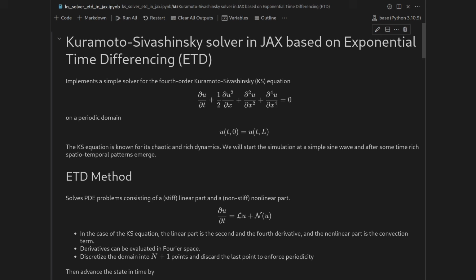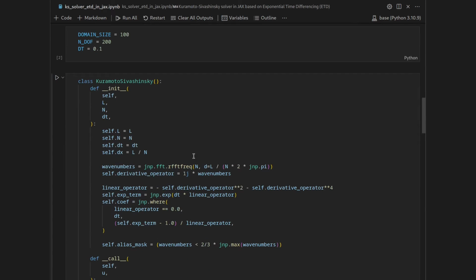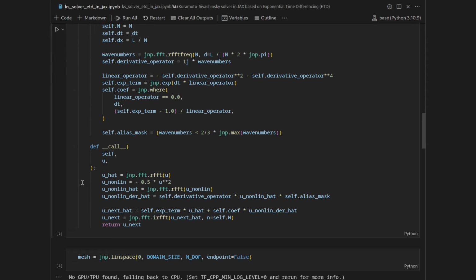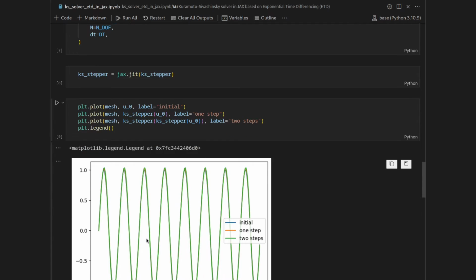In this video, we're going to implement a simple solver for the fourth order Kuramoto-Sivashinsky equation in JAX that is based on exponential time differencing. For this, we will look at the theory of ETD methods and then implement a simple class that can be called autoregressively and produces next states based on previous ones.